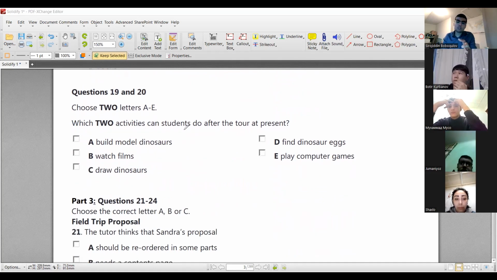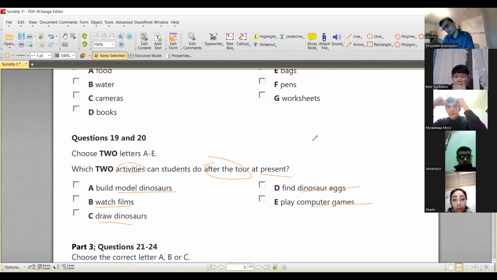Questions 19 and 20: which two activities can students do after the tour at present? Pay attention to the keyword. We must find activities. It should be two, it should be done after the tour, and it should be present. They can sometimes talk about the past or future, but we should focus on the present. Build model dinosaurs, watch films, draw dinosaurs, find dinosaur eggs, play computer games. Let's go on, folks. Best of luck.